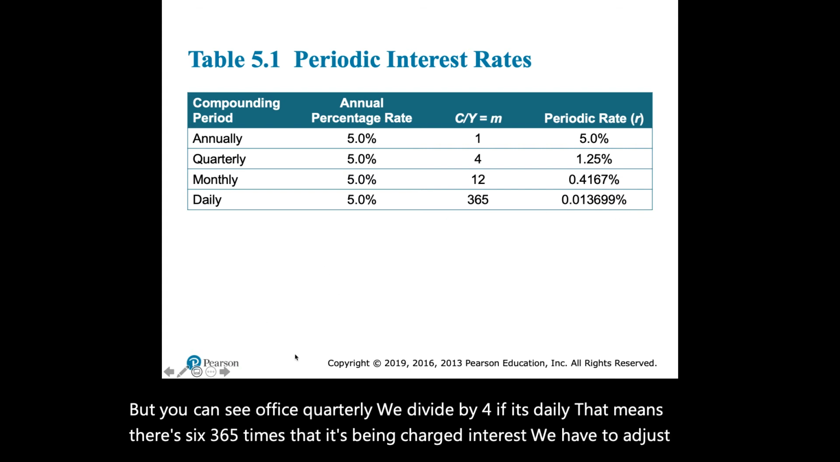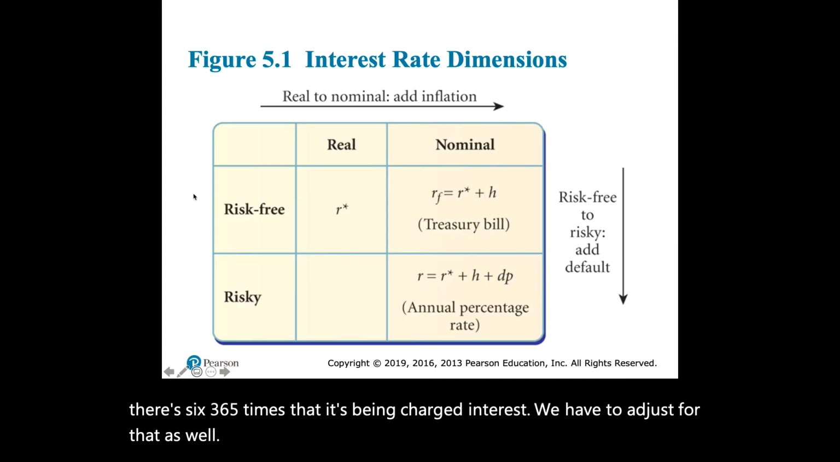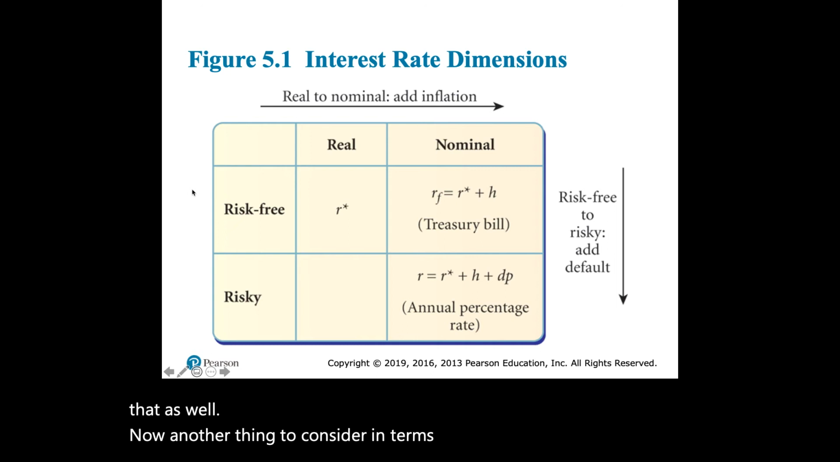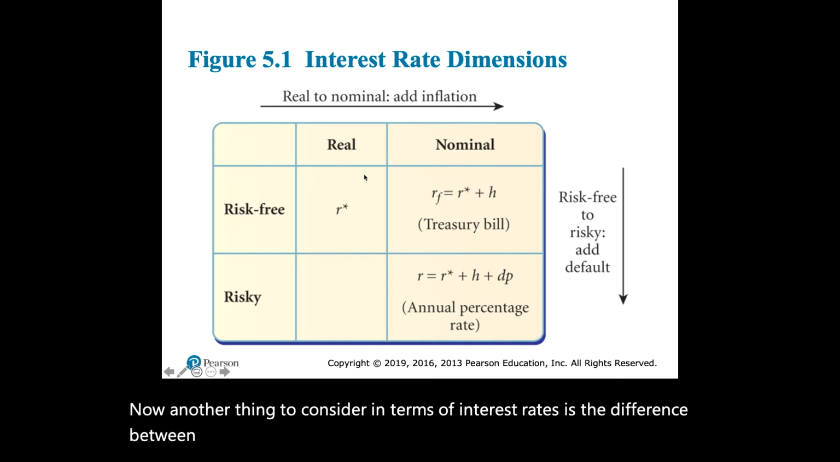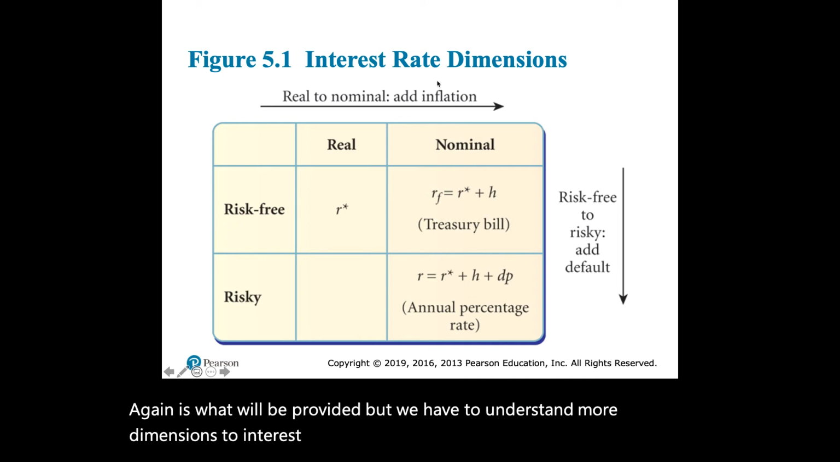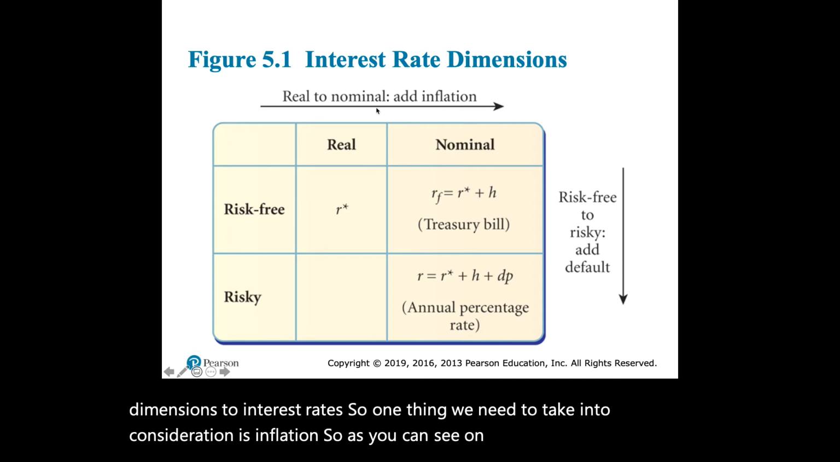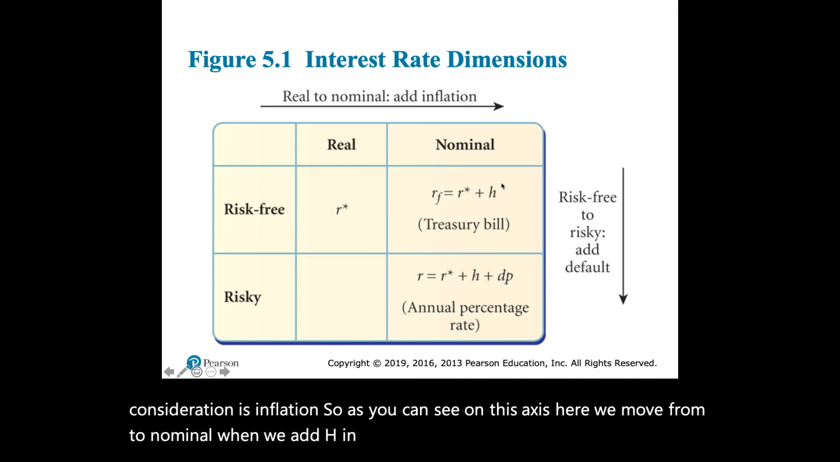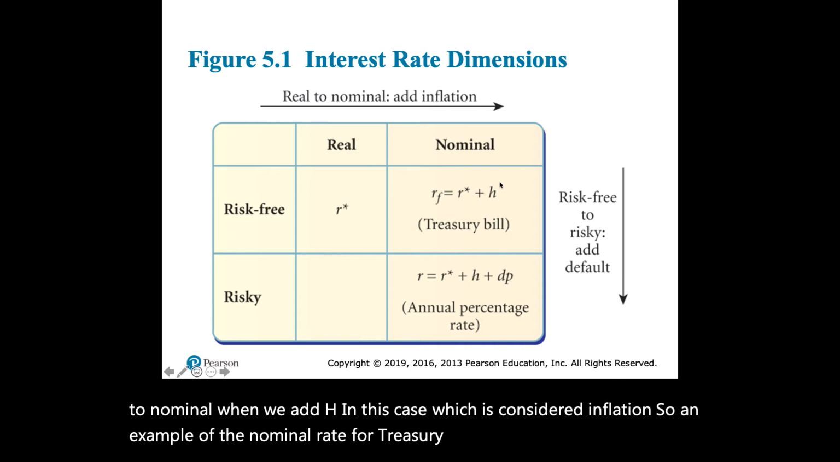Now, another thing to consider in terms of interest rates is the difference between real and nominal. So the real interest rate, again, is what will be provided, but we have to understand there's more dimensions to interest rates. So one thing we need to take into consideration is inflation. So as you can see on this axis here, we move from real to nominal when we add H in this case, which is considered inflation. So an example of the nominal rate for a treasury bill added with inflation is considered the risk-free rate, therefore the RF.